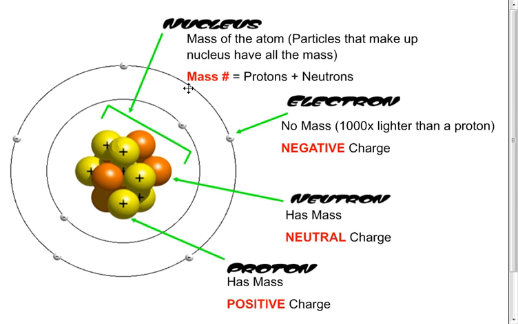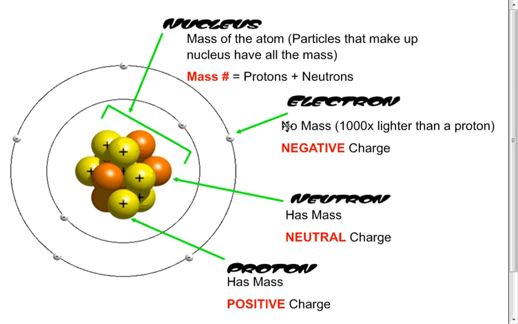So we talked about the mass number, and the mass number is simply the protons and neutrons because that's what's found in the nucleus. The neutrons have mass, and the protons have mass. The difference is the charges. Neutrons are neutral. Protons have a positive charge. So my nucleus has an overall positive charge.